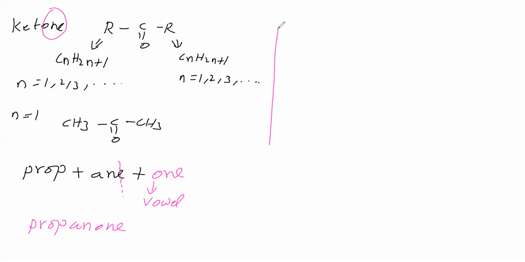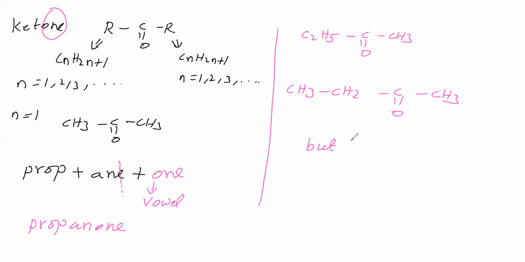Next I will take this side C2H5 and this side CH3. Right side CH3, left side C2H5. This C2H5 I can write as CH3CH2, then the remaining part like this. Here 4 carbon atoms are there, therefore the root word is but, the primary suffix is an, and the secondary suffix is one. Butanone, like this we can say. So this is about ketone.